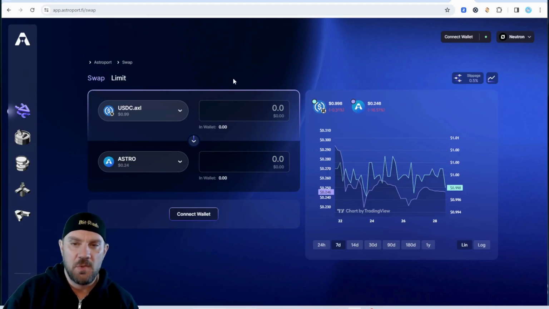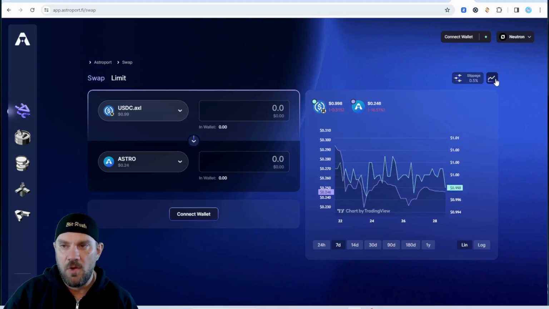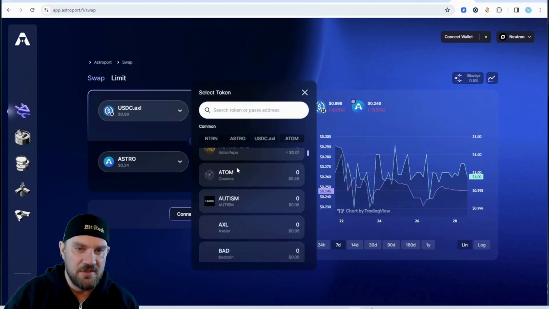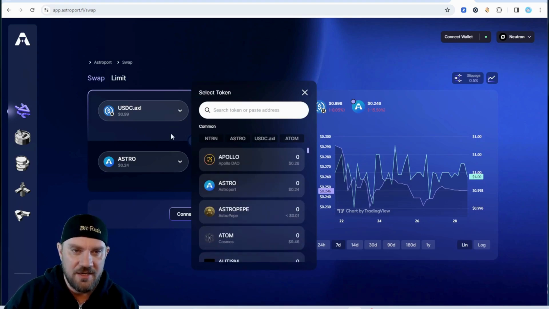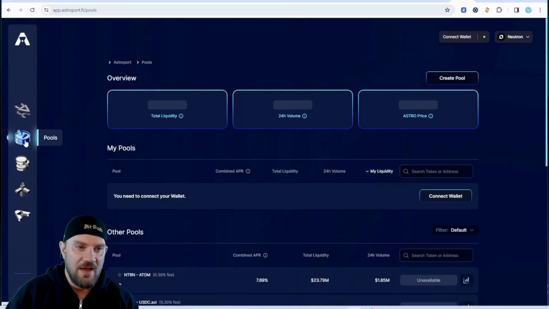And essentially what this one is, it's more like a Uniswap if you're familiar with the Ethereum network. It does give you the chart over here on the side that, if you want, you can get rid of if you want just the straight swap. But again, you're going to be able to just choose your token, type in the contract address, and we can do a swap here. They also have pools available.